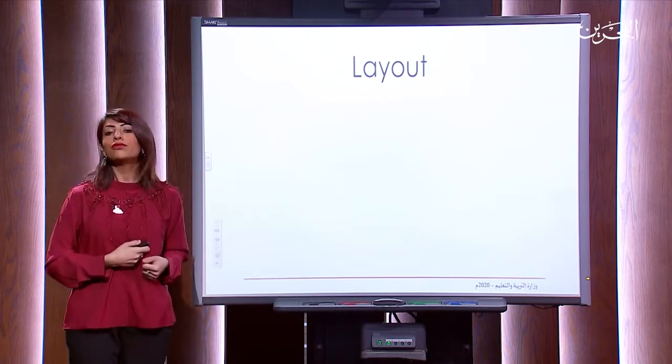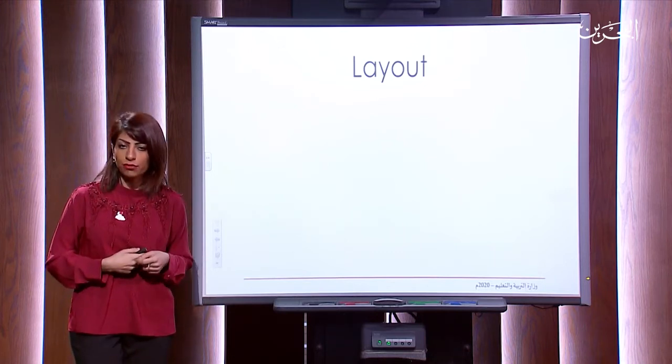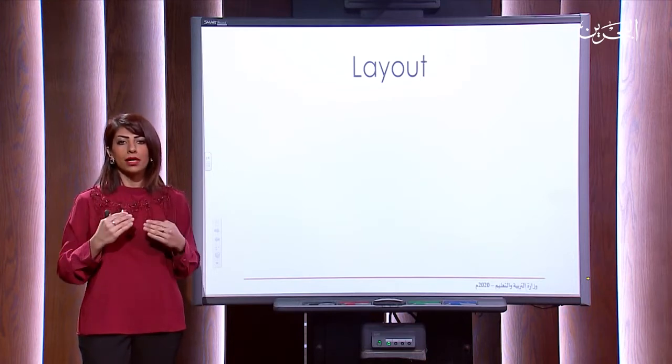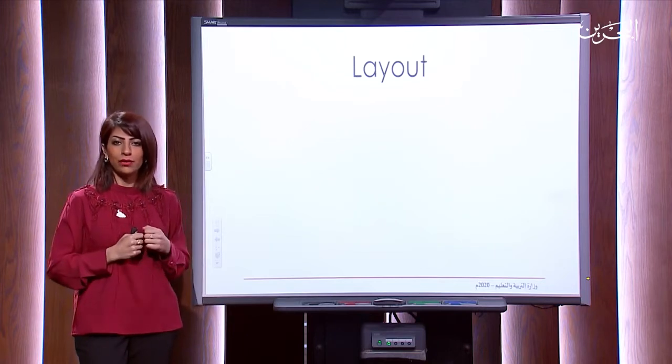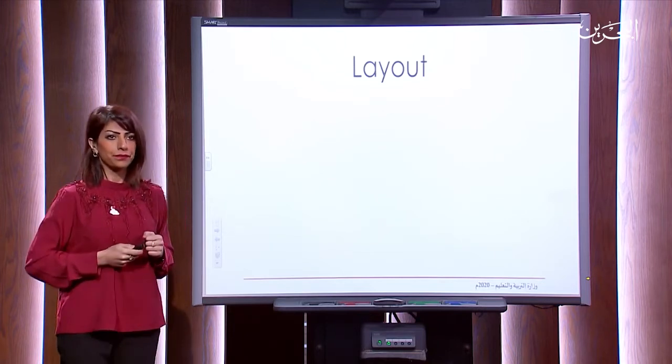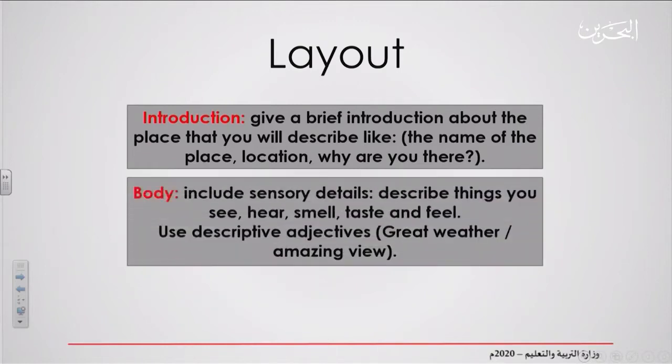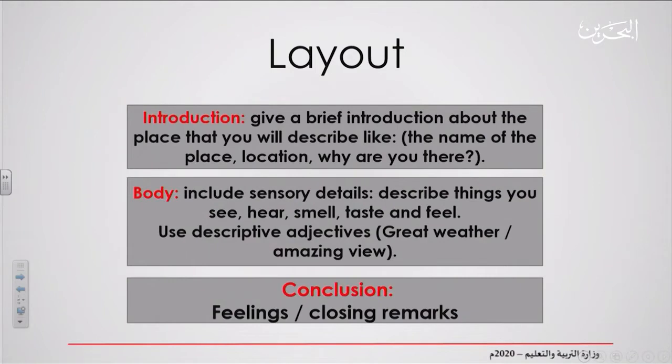Now, before I move to the second objective, which is the layout of writing a description, I will ask you, what are the main parts in any writing? Can you think with me? Let's see. There is, of course, an introduction, a body, and a conclusion. But the content is different from one writing to another. Here we have writing a description. So, in the introduction, you will mention some points related to describing a place or anywhere.